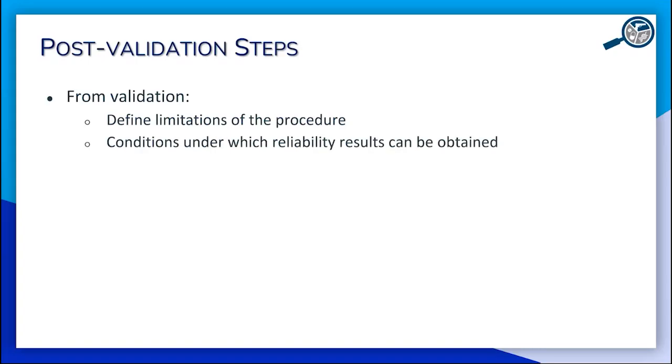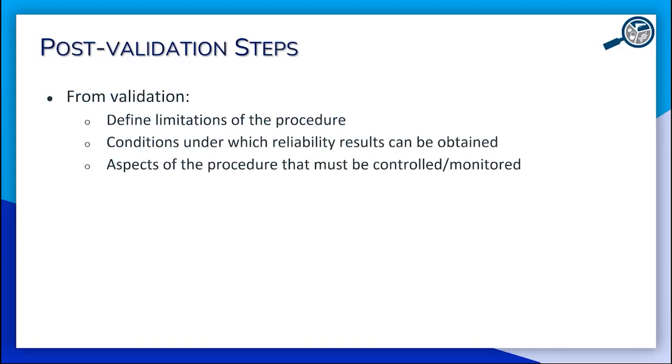It should define the conditions under which reliable results can be obtained, and then also talk about the aspects of the procedure that must be controlled or monitored. And Alan's going to talk more about that. And then the ability of the performance of the procedure. Obviously, you can provide that data, the objective data.